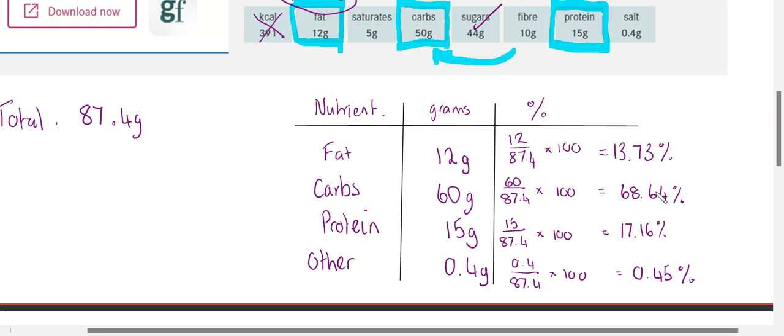So should we round them to a less accurate value? Should we do it to the nearest what? Well, the thing is, this one won't go to a whole percent. So we try to the nearest 10 and let's see what happens. Okay. So this one would be 13.7. This one would be 68.6. This one would be, and this one would be 0.5.